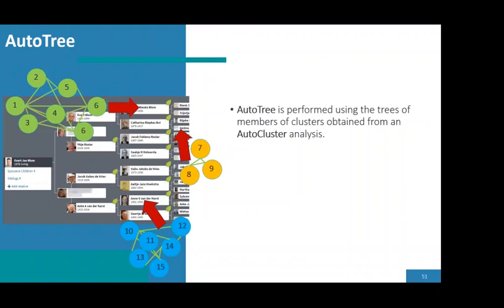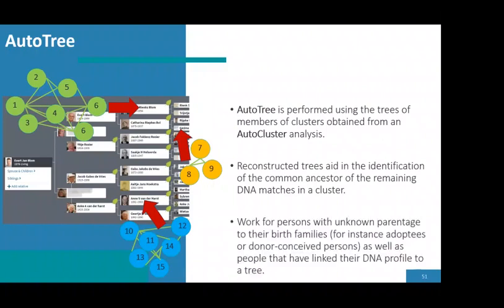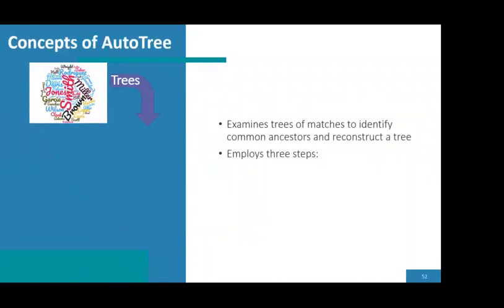So the methodology of AutoTree is therefore based on the trees of the members of these clusters. Having a reconstructed tree can help you identify the common ancestors of the remaining DNA matches in that particular cluster. It also works without the need of having a tree of yourself. So it also works for adoptees or donor-conceived persons. Here is a short summary of how the AutoTree works.